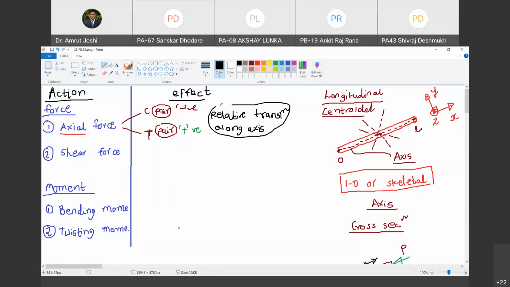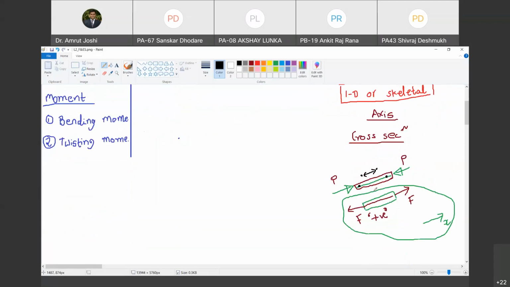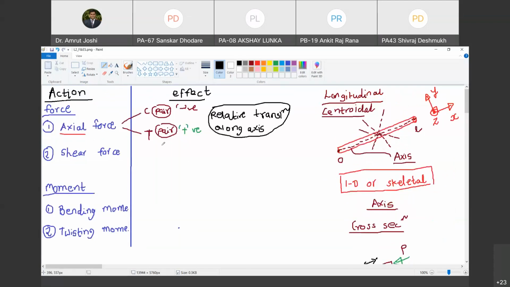Okay. So you have to understand, whenever I say axial force, it will never produce any rigid body translation. It will always produce relative translation, and that too along the axis. Happy? Are you with me? Okay. So this is the effect of axial force.